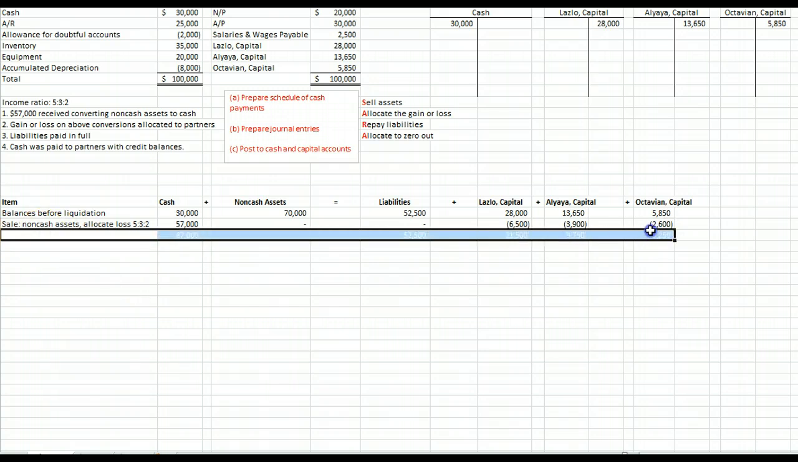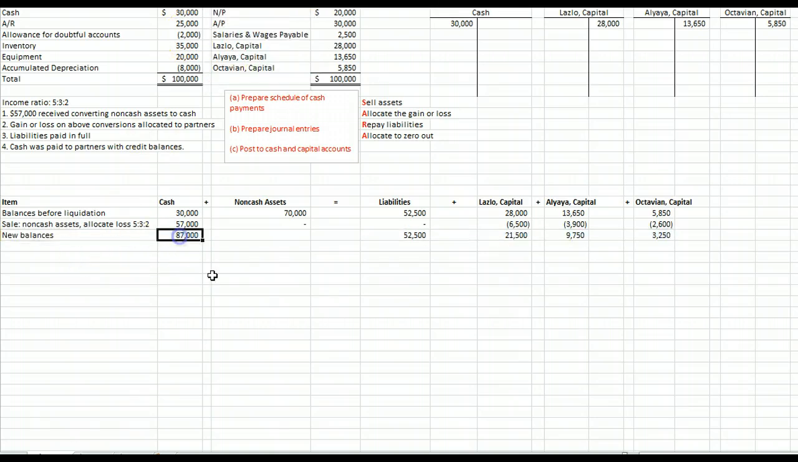So after we divide that loss that way, we now have new balances in our balance sheet. We have $87,000 cash. All our non-cash assets have been sold. We still have our liabilities. And now the partnership capital accounts look like this: 28 minus 6,500, 13,650 minus 3,900, etc. One of the ways I like to remember what we do is SARA. Sell assets, allocate the gain or loss, repay the liabilities, then allocate to zero out. So now we've sold the assets, we've allocated the gain or loss, it's time to repay the liabilities.